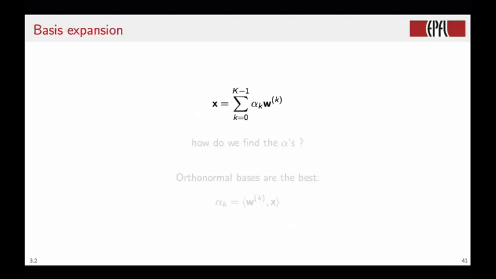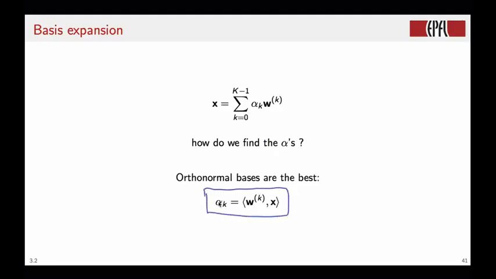Now, if we have a basis, how do we get the expansion factor? If we have a basis, it means any vector x can be written as a linear combination of the basis vectors. The only thing we need is to find out what the alpha_k's are, the coefficients in the expansion. So how do we find these alphas? Well, in the case of an orthonormal basis, it's very easy. The alpha_k is simply the inner product of the kth basis vector with the vector we want to expand.